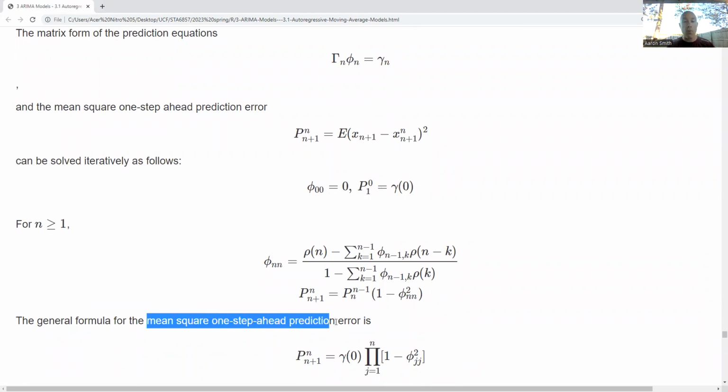Now, if you were to sit down and start working out from the previous video, the mean squared one step ahead prediction error, we would see that we're going to get the variance times the product of 1 minus our jth coefficient estimates squared, and then take the product of all of that.